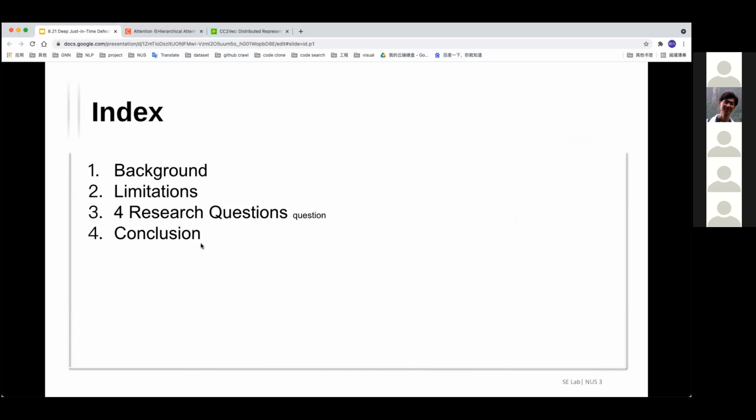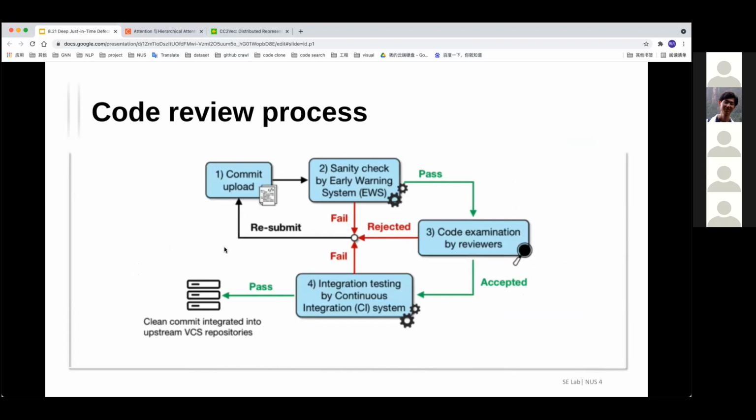We will first talk about the background and then the limitations. This paper raised 4 research questions and gives their answers, and then we will conclude. The first is the background. First, we know the code review process. We have 4 steps. First, we commit and upload, and then we have a sanity check. Then we have a code examination by the reviewers. Then we have integration testing by the continuous integration system. And finally, we pass the check and commit to the repository.